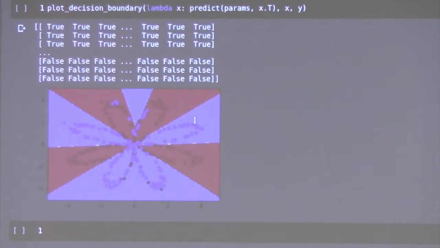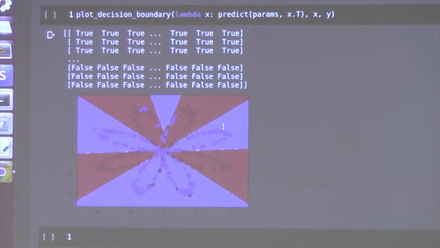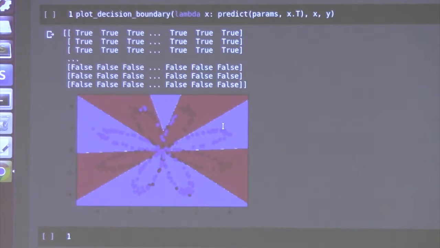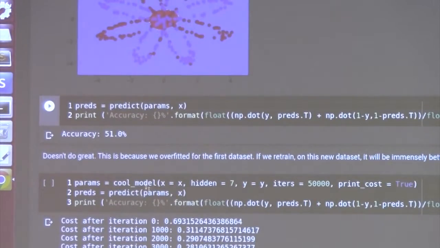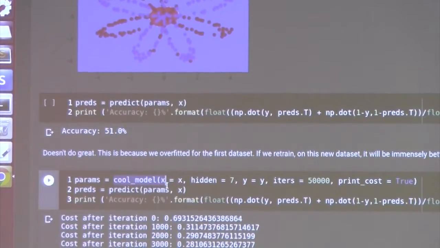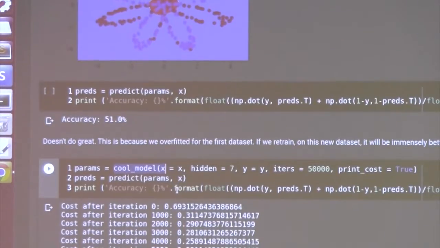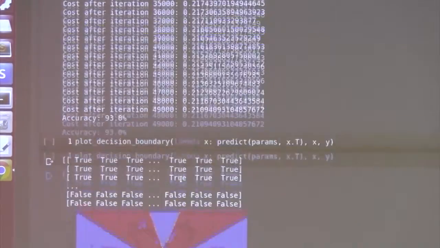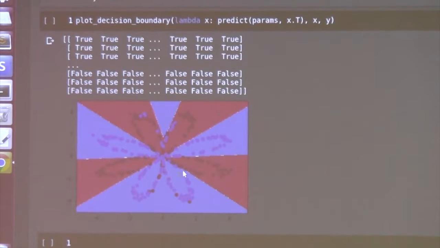How do you prove why the second one's better than the first one? Where did you change? Oh, so what happened was we pretty much just created an entirely new model. And then we made predictions, and we ended up here.